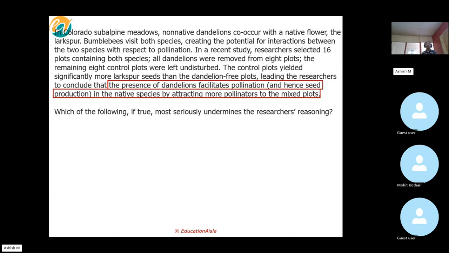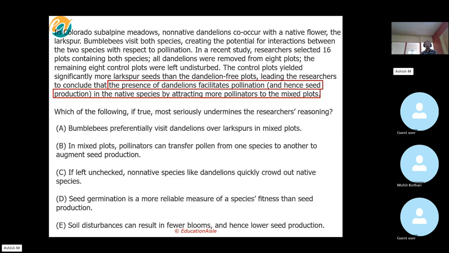Tell me which one is native? Very nice, larkspur. And which one is non-native? Dandelions. Good. Okay.